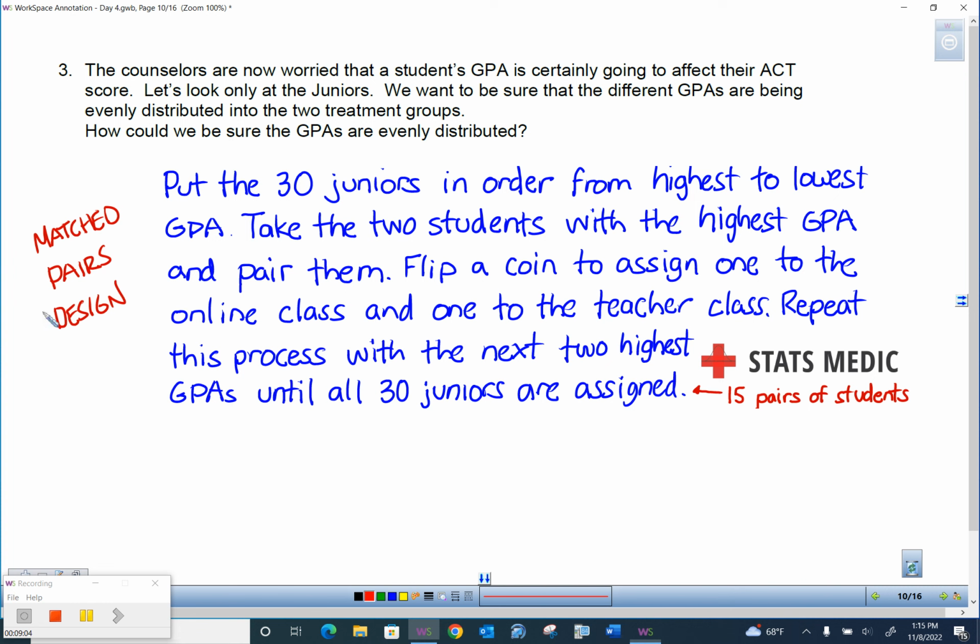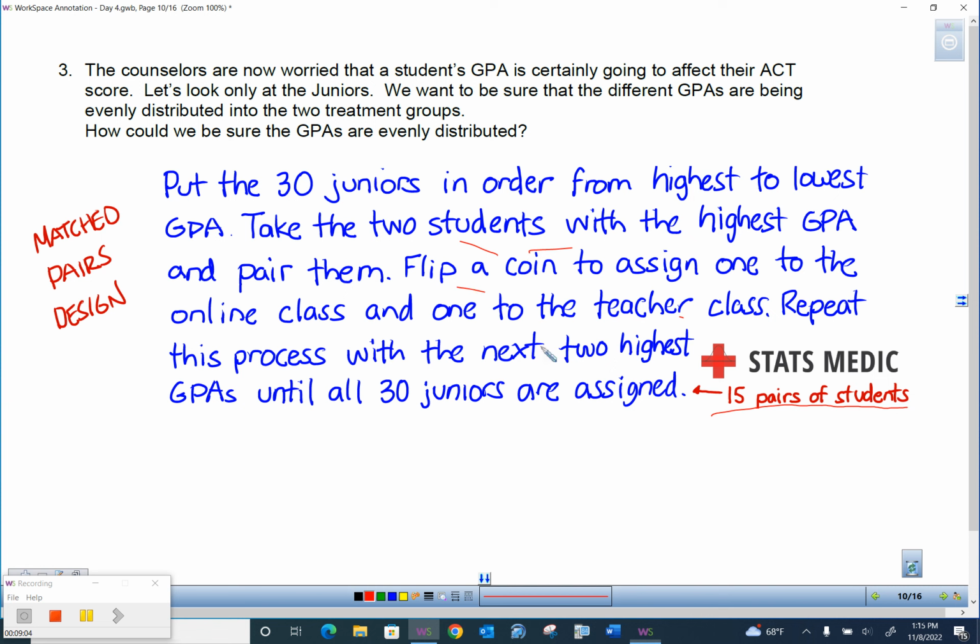So instead, there's this design called matched pairs. And how this works is you're going to take your 30 juniors, and you could do this for the seniors as well, but it just asks about the juniors, and you'll put them in order from highest to lowest GPA, or vice versa. Okay, but what you're going to do is take the two students with the highest GPA and pair them. And what you're going to do is flip a coin to assign one to the online class and one to the teacher class. That ensures there's the high GPA in both groups. And then you're going to repeat this process with the next two highest, and so on until you get to the bottom. Okay, until all of the 15 pairs of students are assigned.